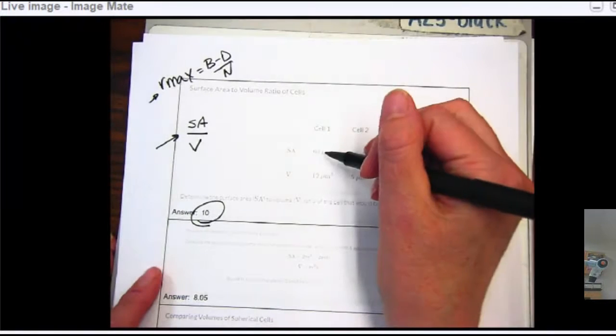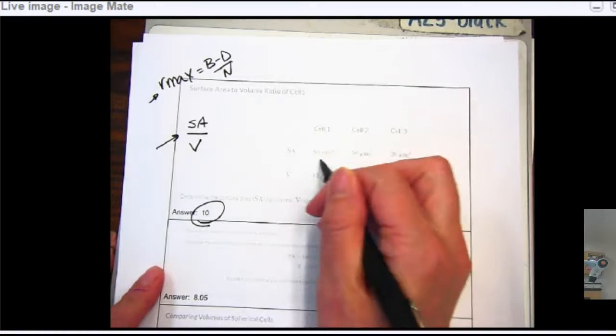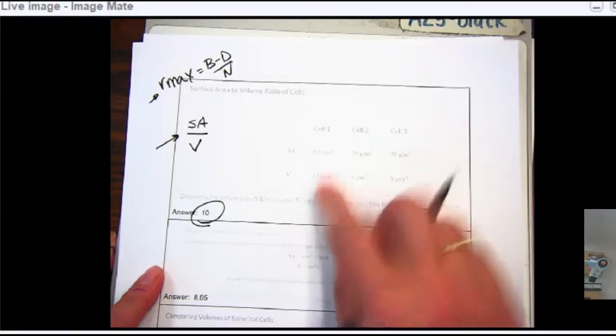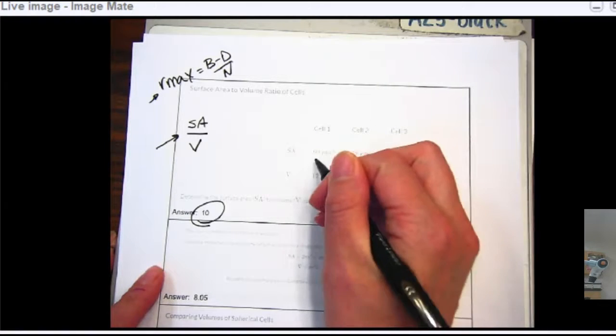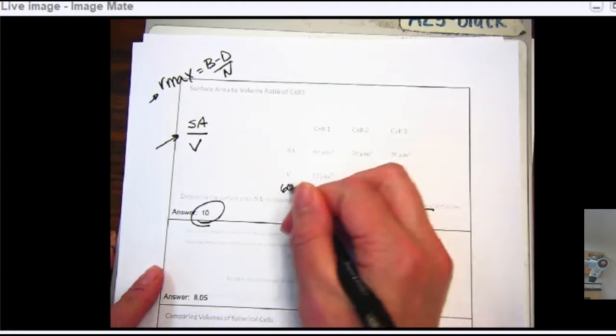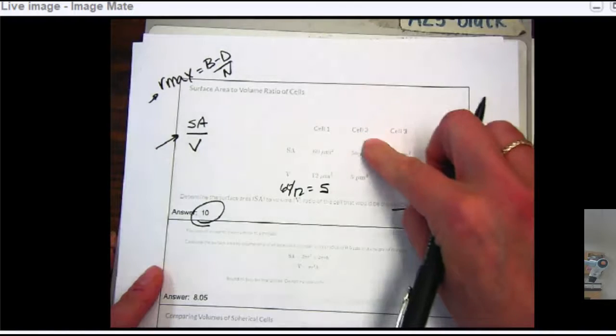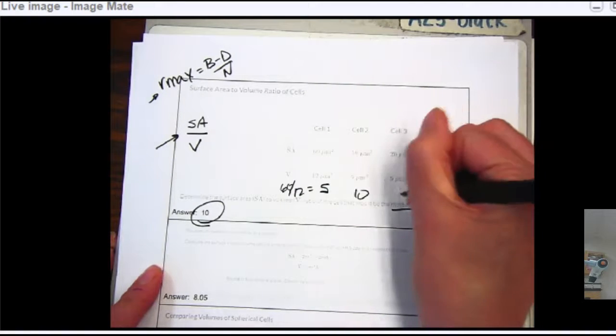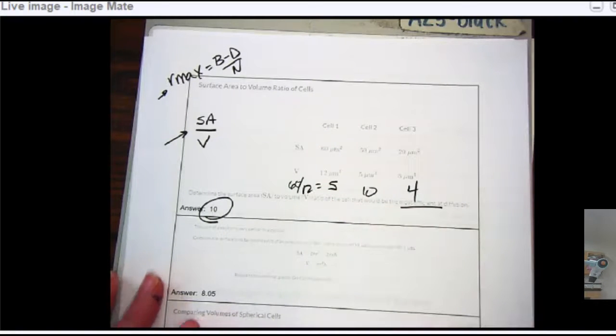Okay. So knowing that, all we need to do for all of these questions is to take the surface area and divide by the volume. So 60 divided by 12 gives us 5. 50 divided by 5 gives us 10. And 20 divided by 5 gives us 4. The problem that I foresee is not that you guys don't know how to do the math, but interpreting which one is the most efficient.